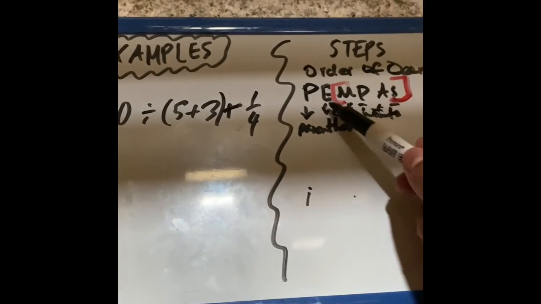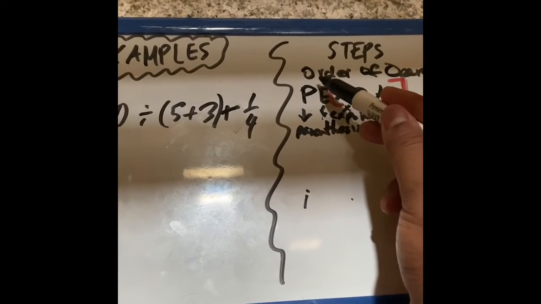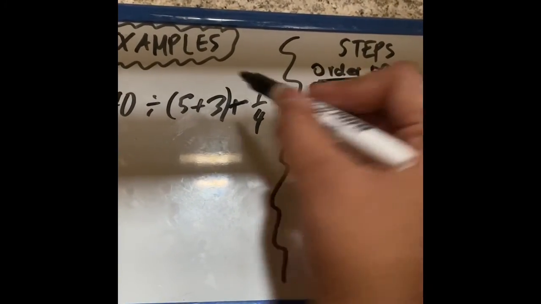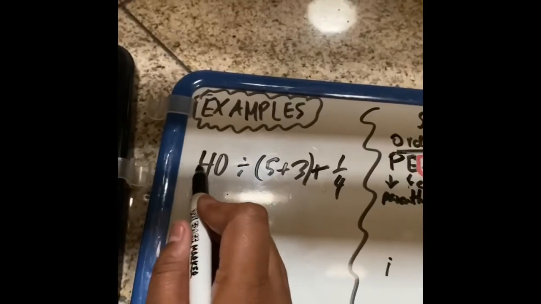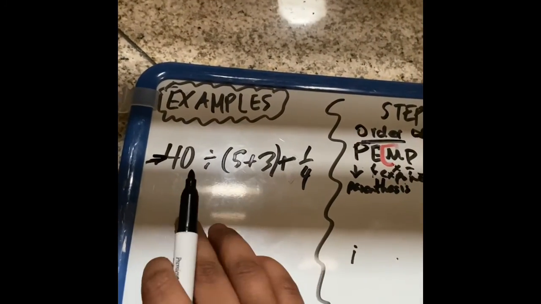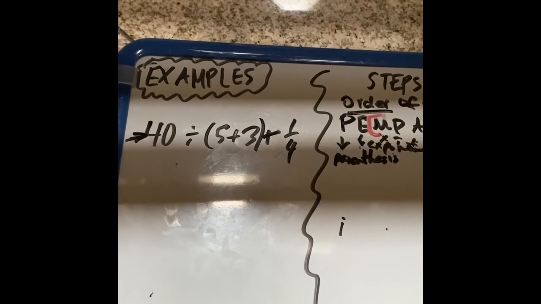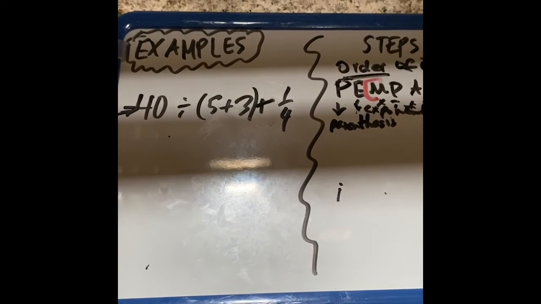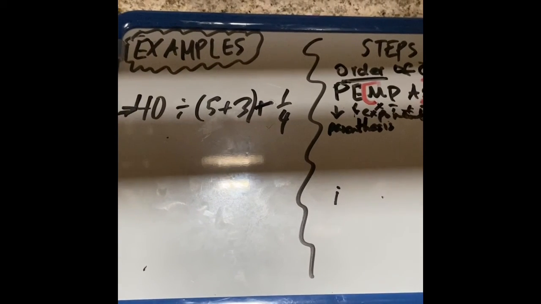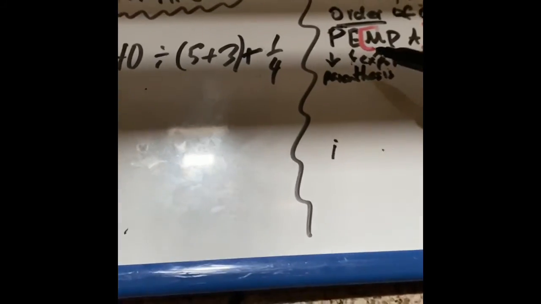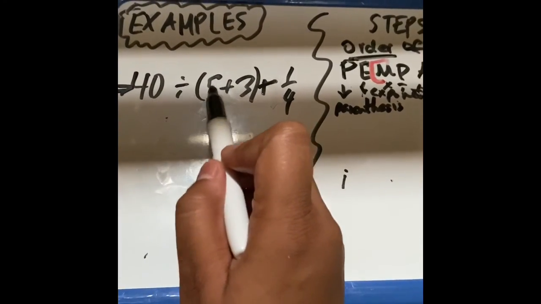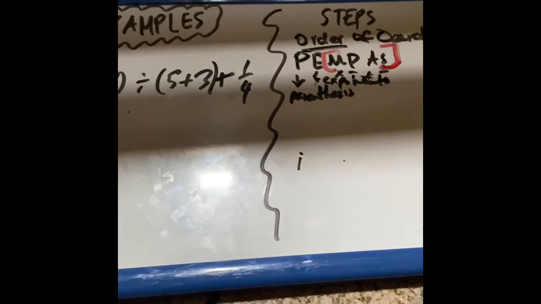So, in this problem, remember that root word we talked about? Order, right? So the first term in this expression, and this is an expression, and it's also a number sentence. And if you know anything about a number sentence, it's exactly what it is. So what is a number sentence, guys? If you said a sentence with numbers, you're absolutely correct. Just a little humor there. So you have 40 divided by, open parentheses, 5 plus 3, close parentheses, plus 1/4.